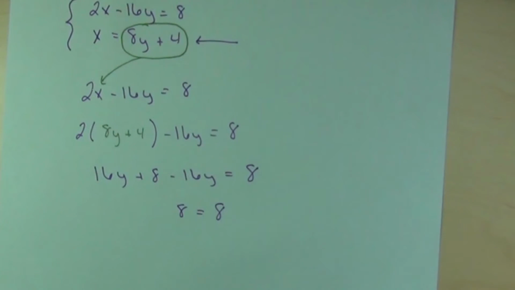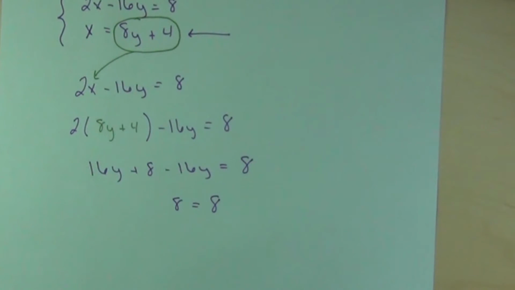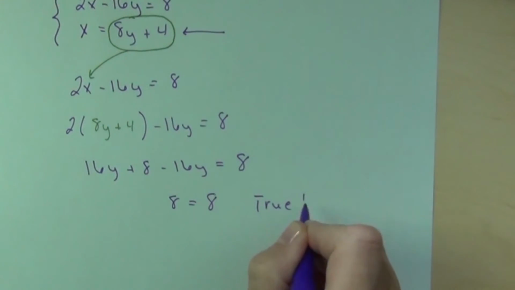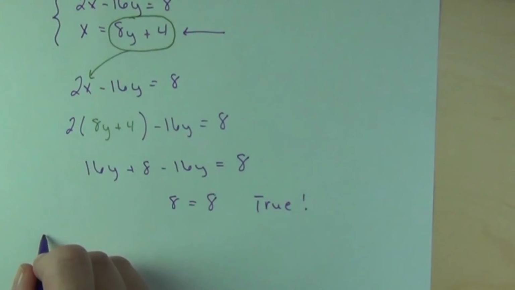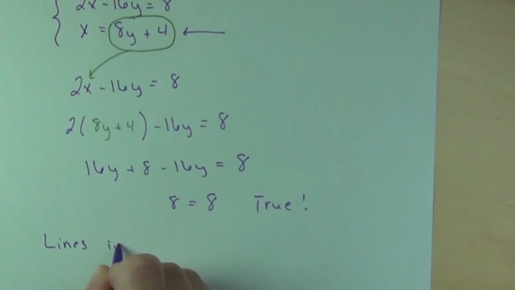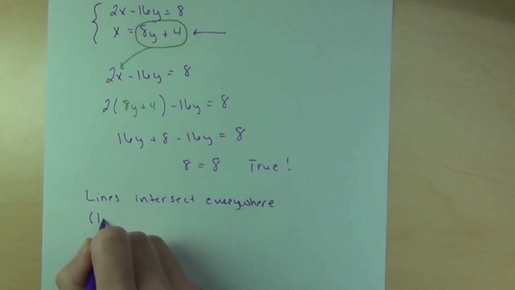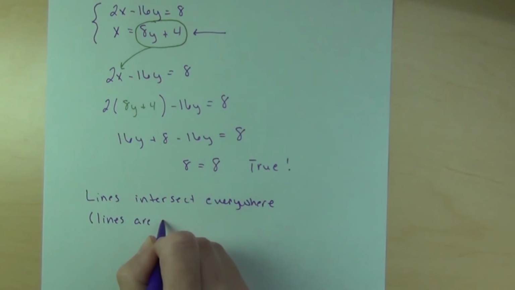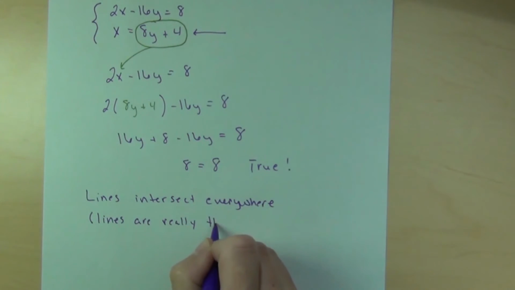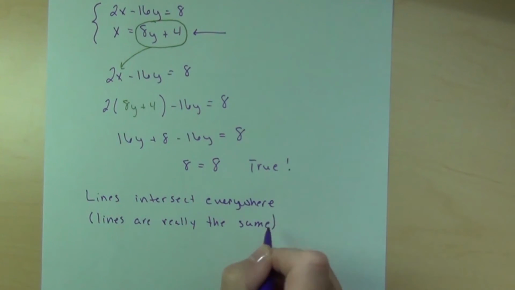So now we're not going to get an x or a y value, so we're not going to have an ordered pair as a solution. Instead, we need to figure out what's going on here. Do we get a true statement or a false statement? This, of course, is true. All right, so that means that the lines intersect everywhere. Another way to say that is the lines are really the same. We call this dependent.